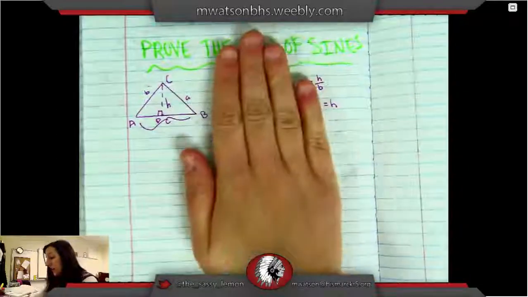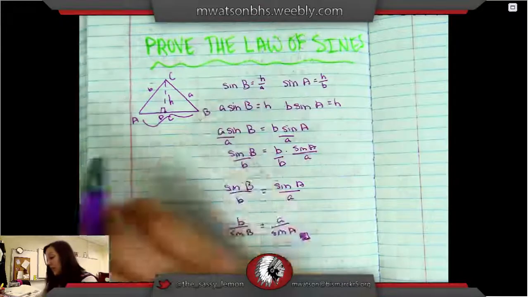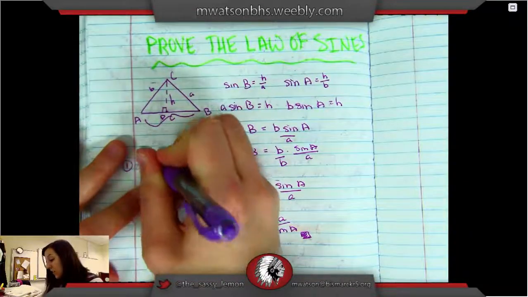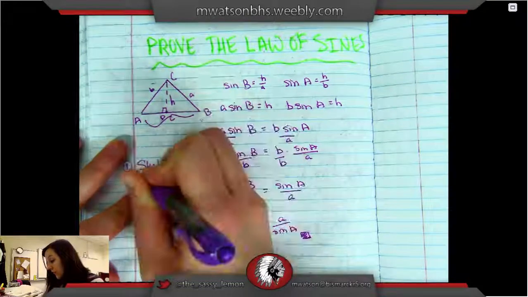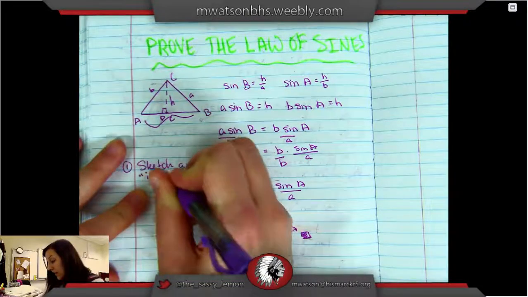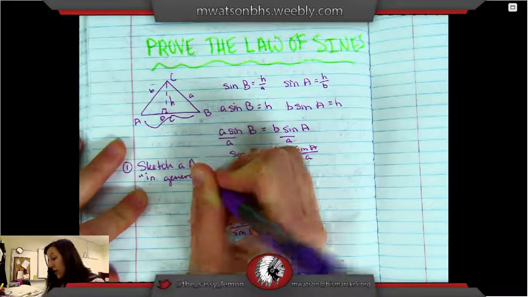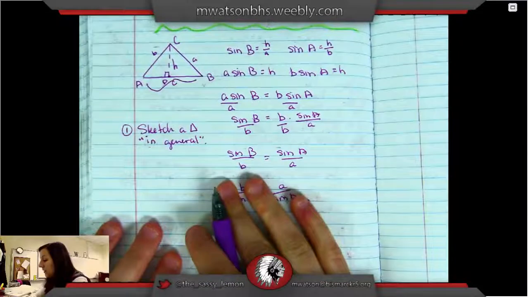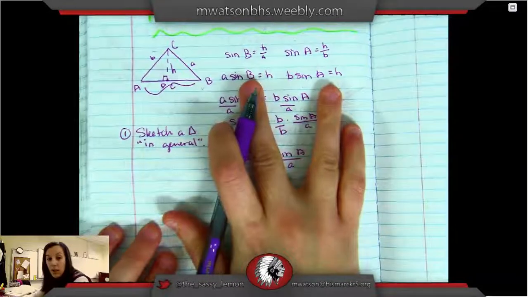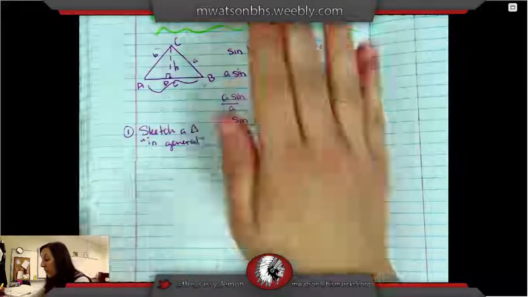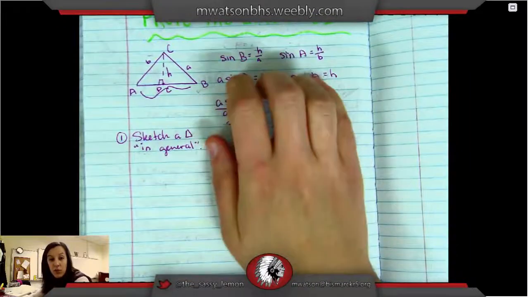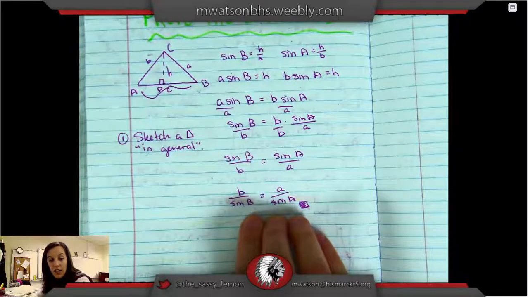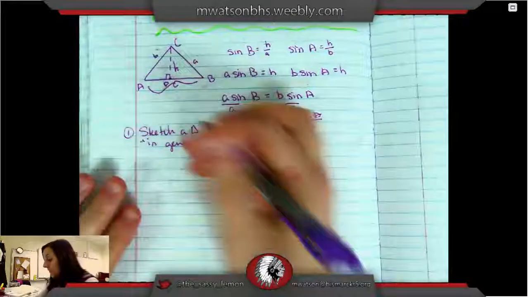To start, you need the triangle. So to start this proof, you need to just sketch out a triangle in general. In general just means with no numbers. It's all variables. And then you need to get two equations equal to the same variable like we have here. So I drew my triangle, then I wrote two equations. I got them to where they were equal to the same thing, and then manipulated it.